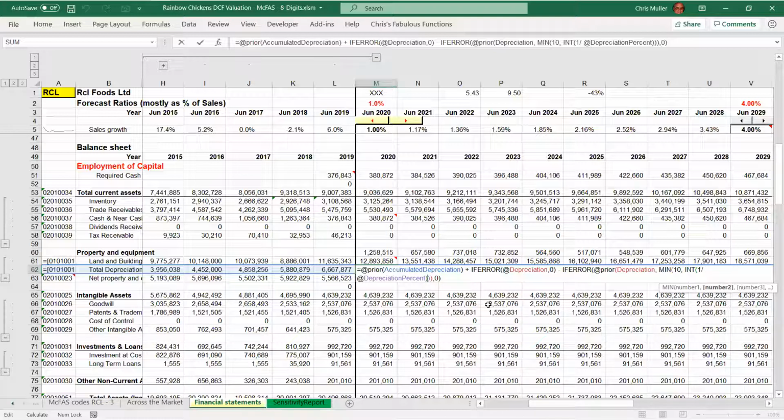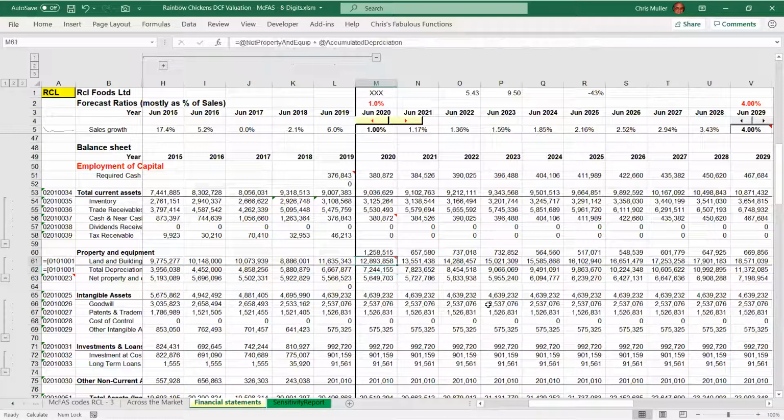So if our depreciation was, let's say, 10%, then 1 over 10% is going to give us 10 years. So this is going to say, please go and subtract out any depreciation that came from 10 years ago, because we don't want it in our accumulated depreciation anymore. So we start with what we had last year, we add the current depreciation, and we subtract out any old depreciation that's past its cycle. And then we add them together.